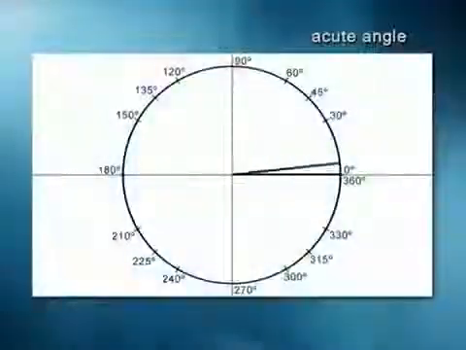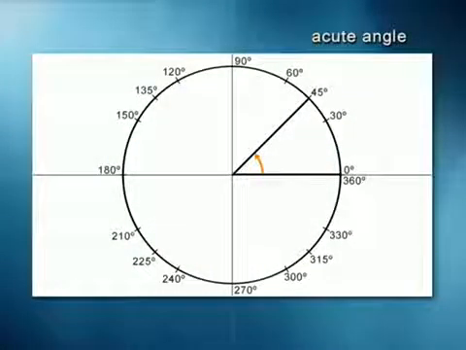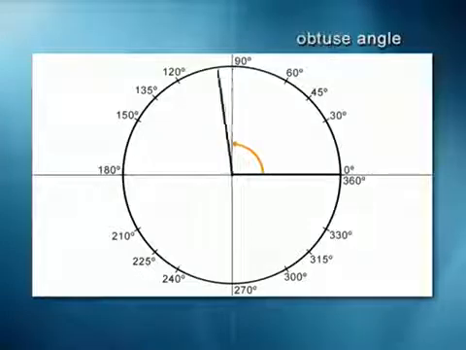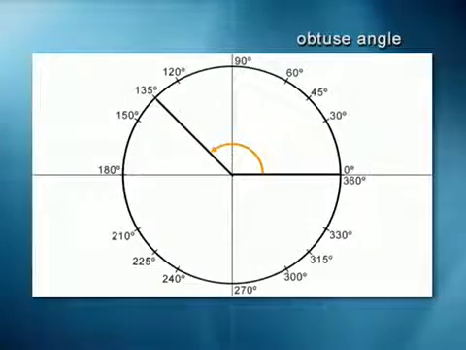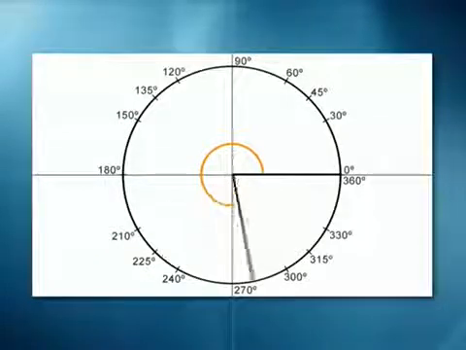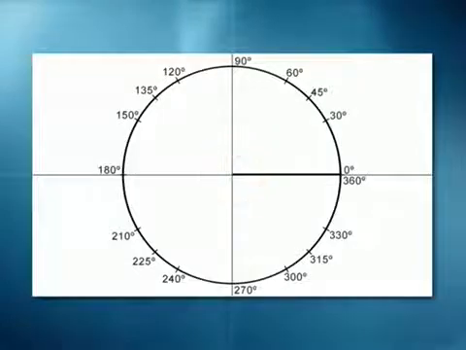Let me remind you of some definitions from your geometry background. You probably remember that an acute angle is an angle between 0 and 90 degrees. A right angle, as I said earlier, is 90 degrees. What's an obtuse angle? Well, that's an angle that measures between 90 and 180. And then you have what's called a straight angle, and that's 180 degrees, a half revolution around the circle. A full revolution is 360 degrees. And as I said earlier, 0 degrees and 360 degrees are coterminal angles.